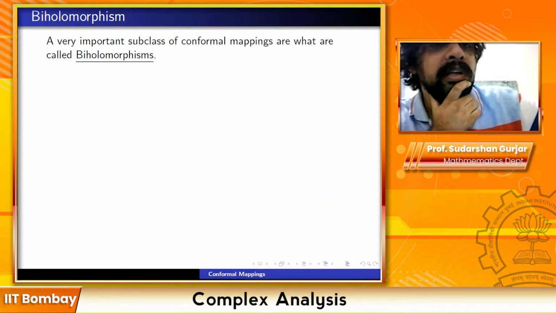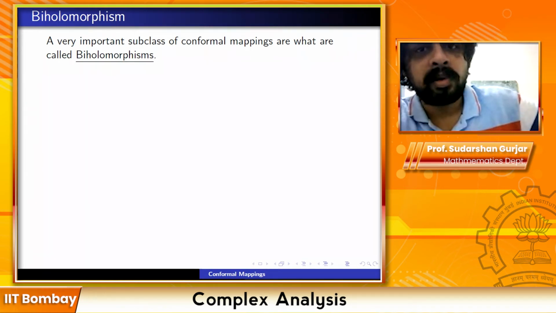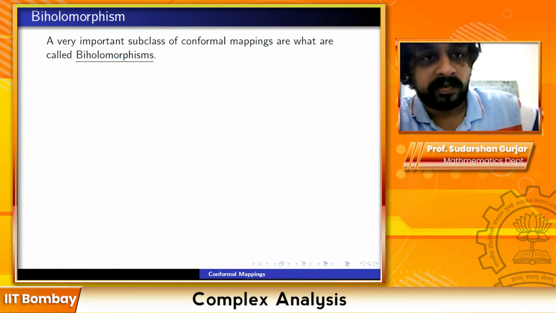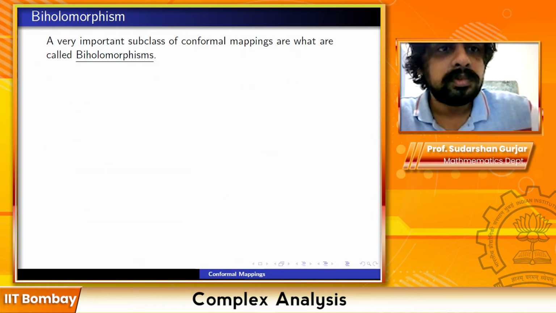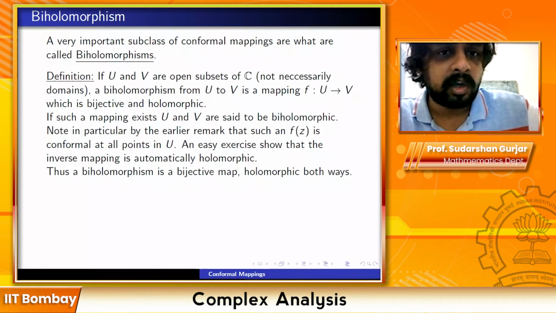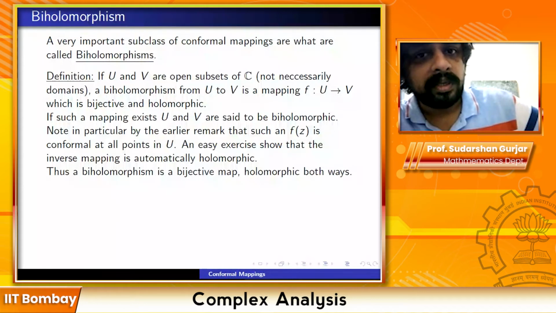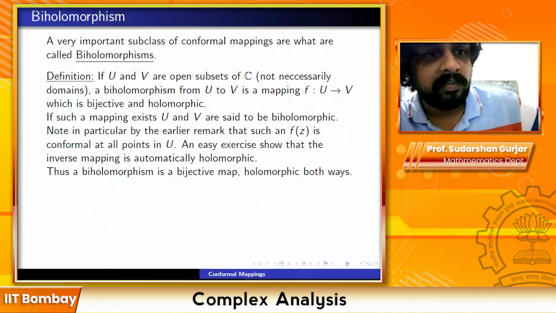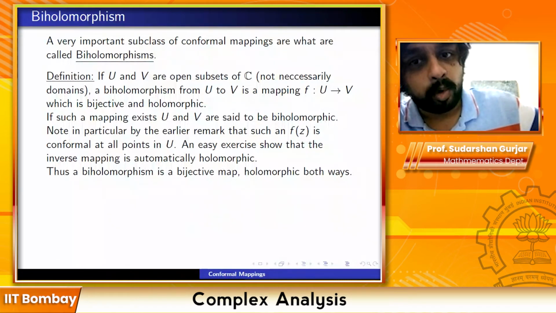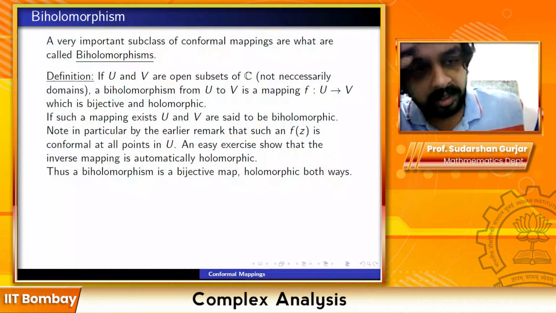Now, a very important subclass of conformal mappings are what are called biholomorphisms. So, definition: if U and V are open subsets of C, not necessarily domains, a biholomorphism from U to V is a mapping F from U to V, which is bijective and holomorphic. If such a mapping exists, U and V are said to be biholomorphic.